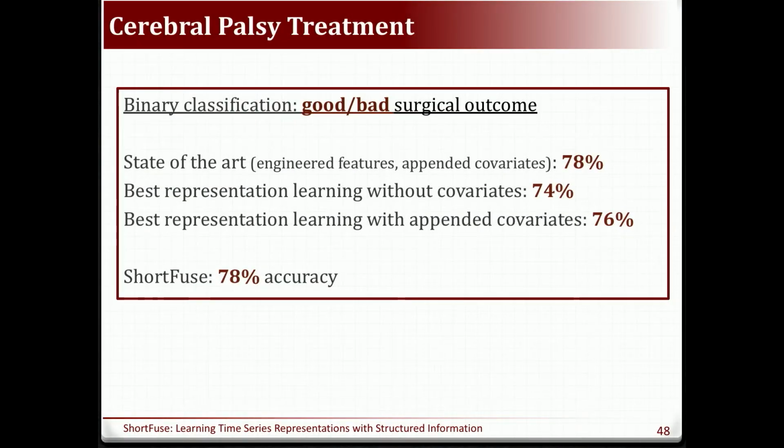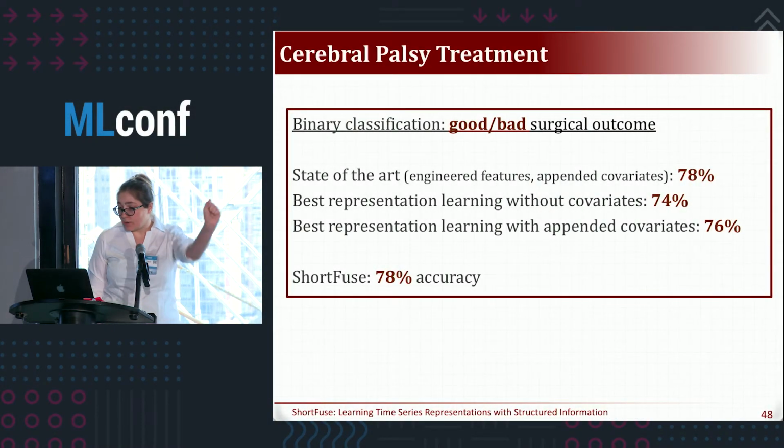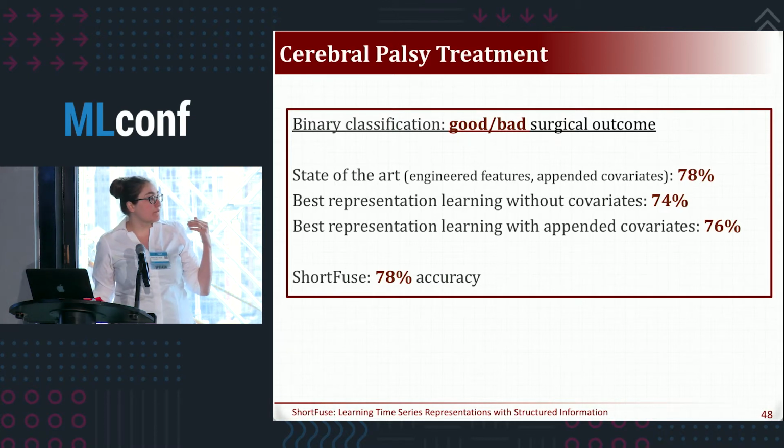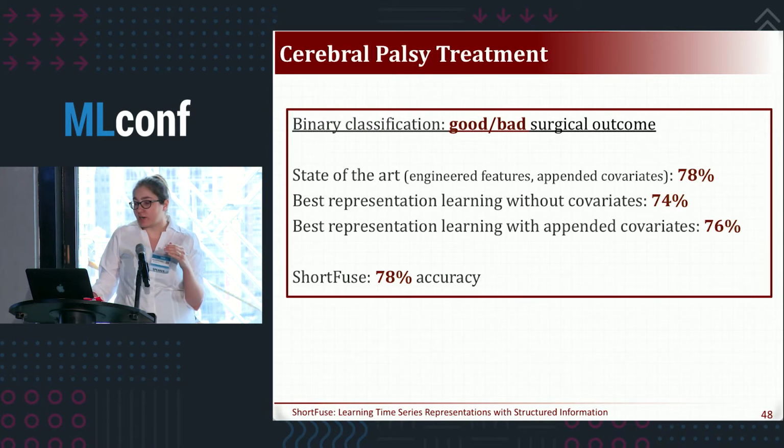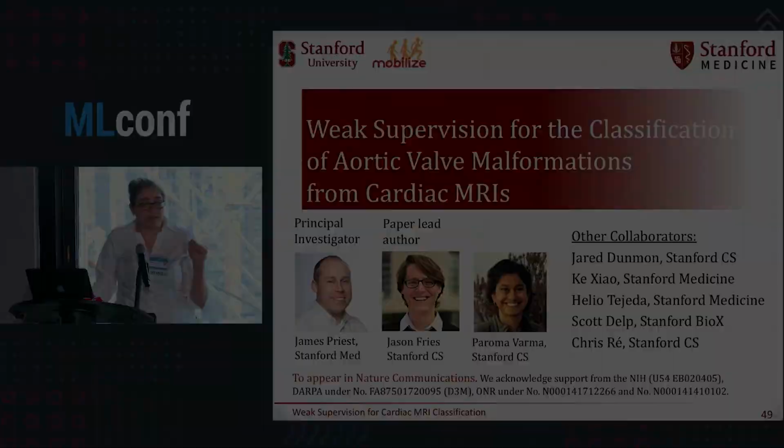The state of the art involved a lot of engineered features by biomechanicists with appended covariates, and the outcome of that was 78%. Now, with our method, without any feature engineering, we were able to match that. So in that case, we actually performed better than late fusion with appended covariates at the end, and actually are getting above 80% accuracy right now with a fine-tuned model.